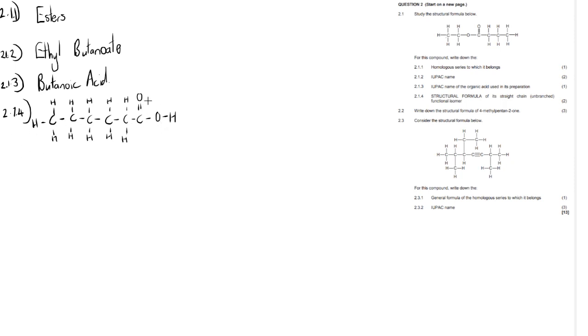And for 2 marks, they will have 1 mark allocated to the functional group and 1 mark for the whole formula. Okay, 2.2, write down the structural formula of 4-methyl pentan-2-one. All right, this is good. We need to know this is pentan-2-one. We always start with our main chain and the functional group. And so it's got 1, 2, 3, 4, 5 carbons. And on the second carbon, we've got the 2-one. That means a carbonyl group. That means the double bond to the oxygen.